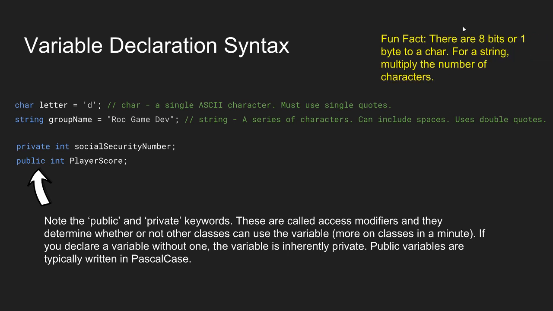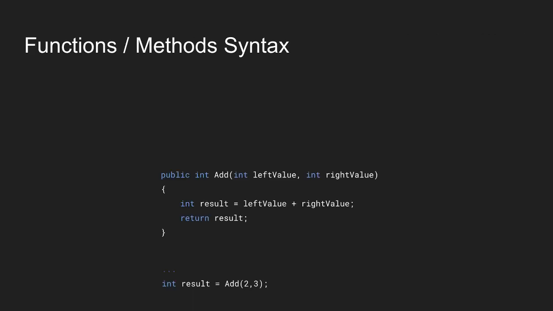So this one's a little bit different for our fun fact here. There are 8 bits or 1 byte to a character. It's the smallest that you can do in C# that I know of. And then for a string, if you wanted to figure out how much data it's taking up, you just multiply the 8 bits for your character times however many characters are in the string. So just a little fun fact.